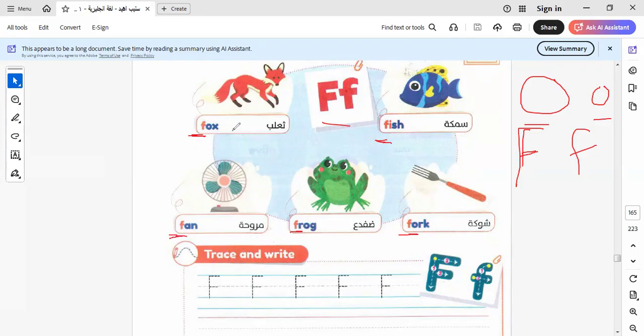Let's repeat it together. Fox, fox, fox. Fish, fish, fish. Four, four, four. Frog, frog, frog. Fan, fan, fan. Here is capital F and small f. Let's continue. Let's go to another one.